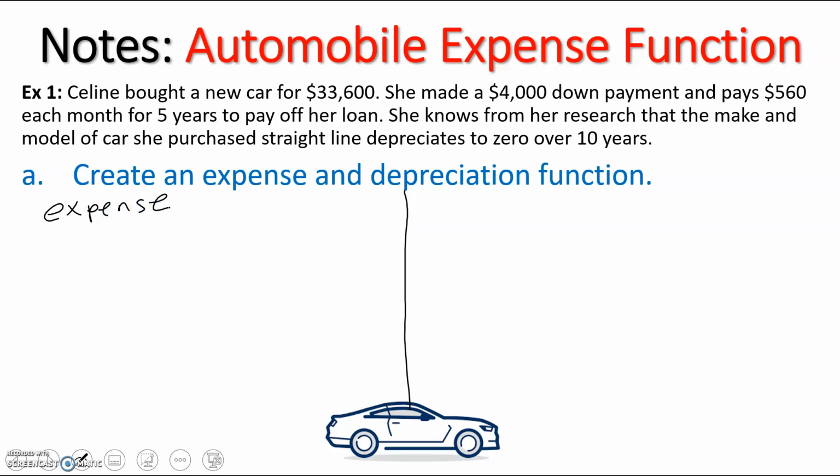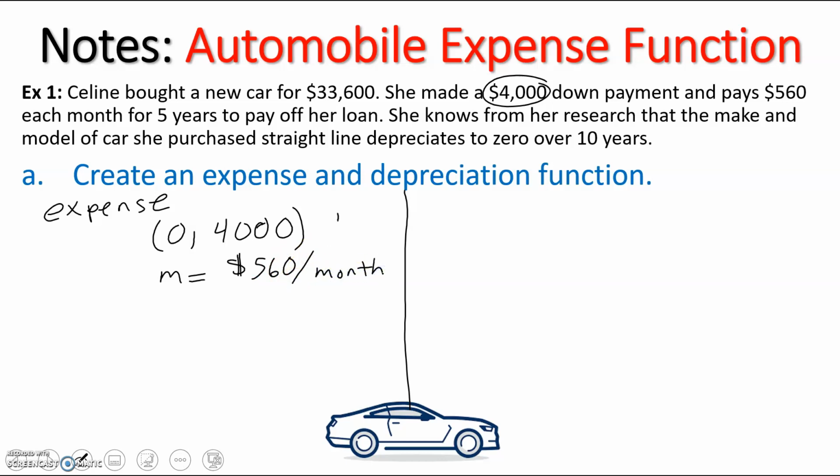Now, for our expense function, we know that the starting amount that she's going to pay, so at time 0, is going to be her down payment, or $4,000. So the first coordinate for our function is going to be 0, 4,000. And we know that she's paying $560 each month. Okay, so we know that our slope, or our rate of change, is $560 per month.